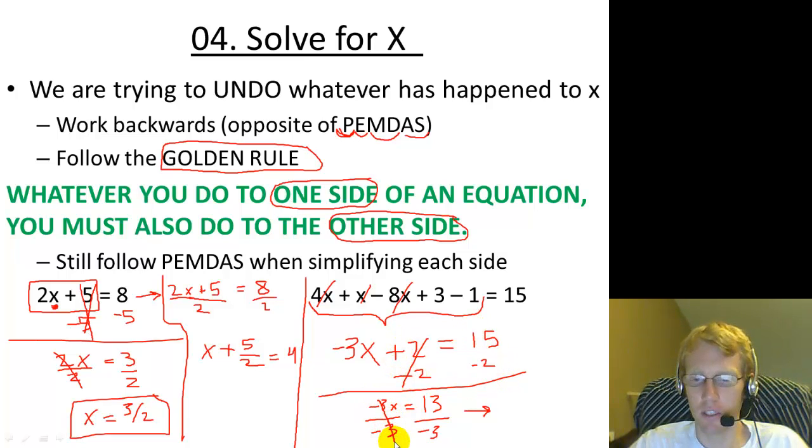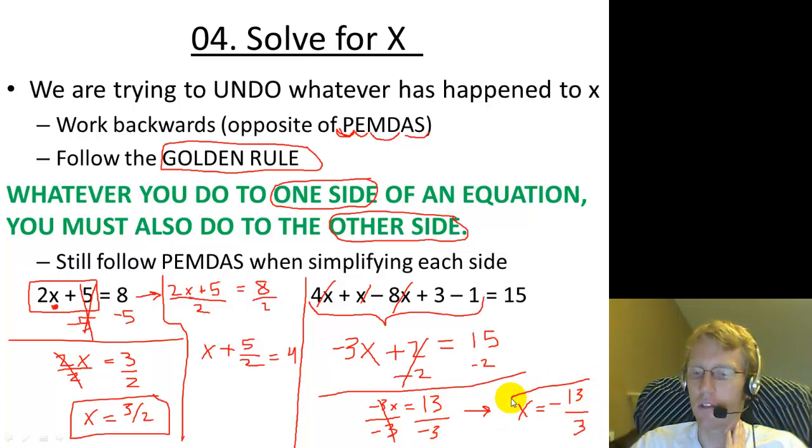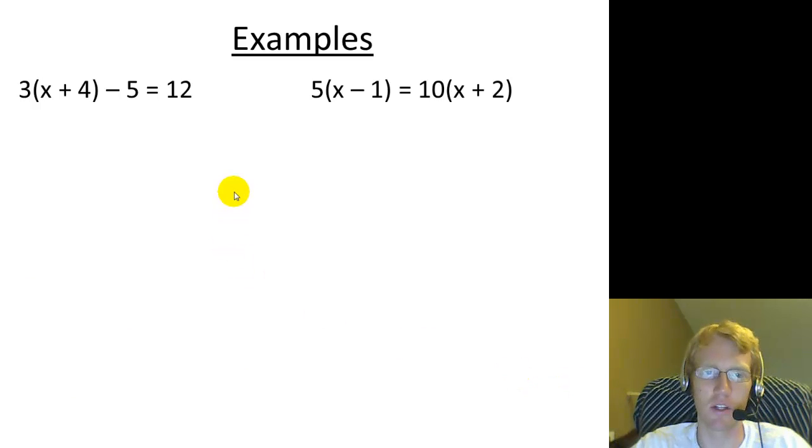So these will cancel out. So we have x equals the negative sign. If you have a negative in your answer, it's typically best to put it either in front or in the numerator, not leaving it in the denominator. And 13 over 3 does not reduce. So negative 13 thirds is our final answer. Okay, a couple more examples here on the next page.